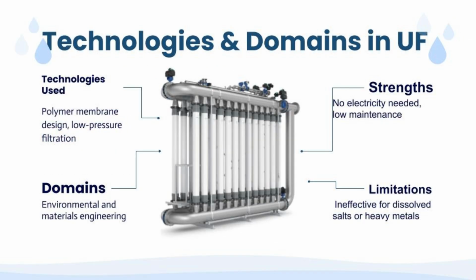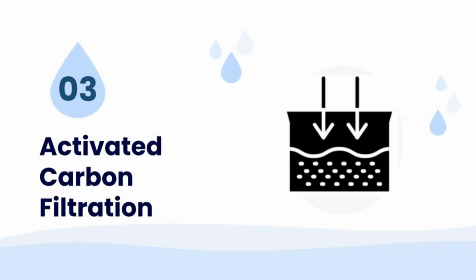UF is a great example of environmental and materials engineering. It uses polymer membrane design and low-pressure filtration technology. Its strengths are its simplicity and low energy consumption. Many UF systems don't even need electricity. They're also very low maintenance. However, the limitation is that UF cannot remove dissolved salts or heavy metals, which means it's not suitable for highly contaminated water sources. Now, let's move to the third technology: activated carbon filtration.